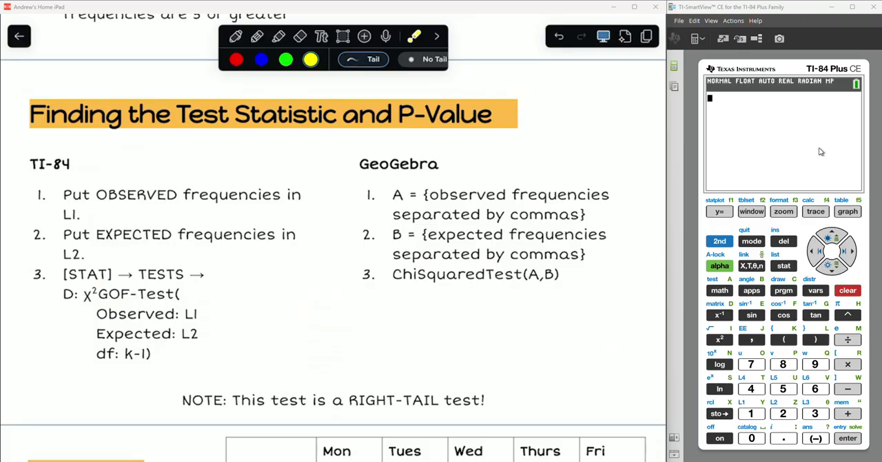For GeoGebra, it's a little less complicated. For GeoGebra, you're going to make 2 lists ahead of time. List A is going to be your observed frequencies. List B is going to be your expected frequencies. And then you're going to call chi-squared test A, B. And GeoGebra recognizes that when you feed it 2 lists, this must be a goodness of fit test, and it'll calculate the degrees of freedom for you.